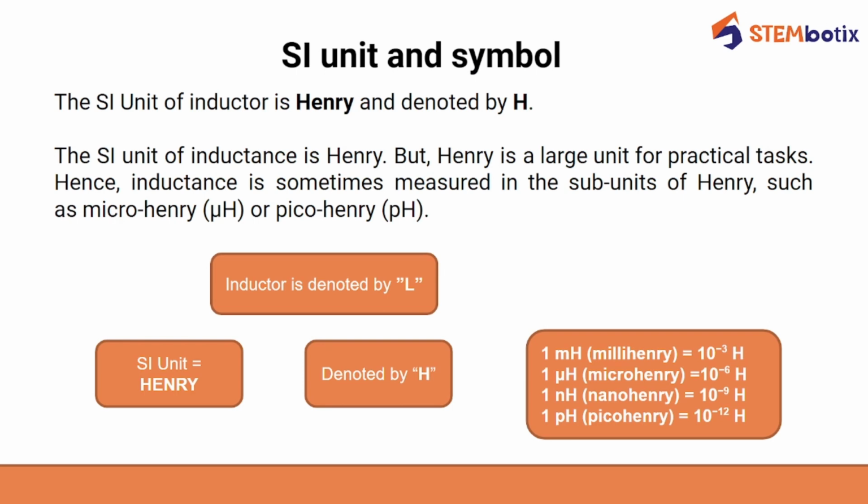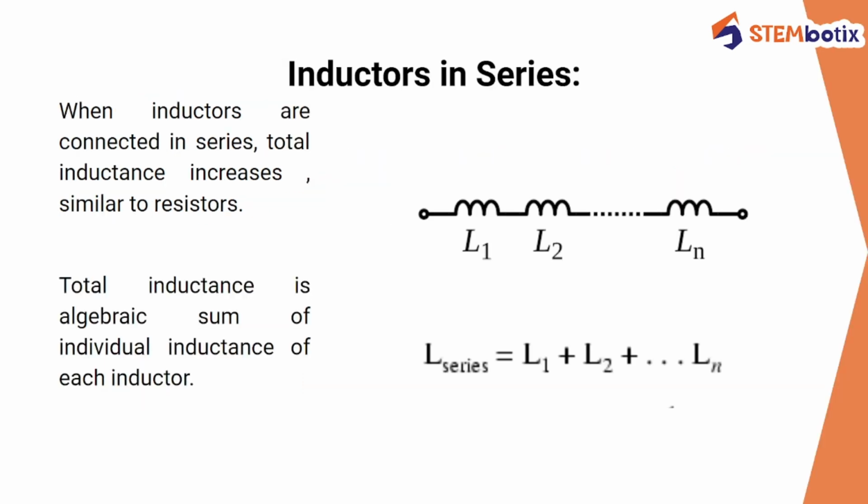So, SI units and symbol. The SI unit of inductance is Henry, denoted by capital H. But Henry is a large unit. Hence, the sub-units are also used, such as millihenry, microhenry, nanohenry, and picohenry. Now, what happens when inductors are connected in series, and what happens when inductors are connected in parallel?